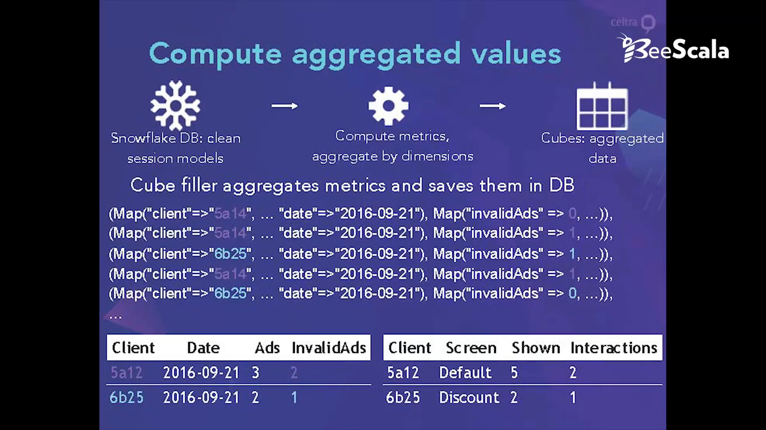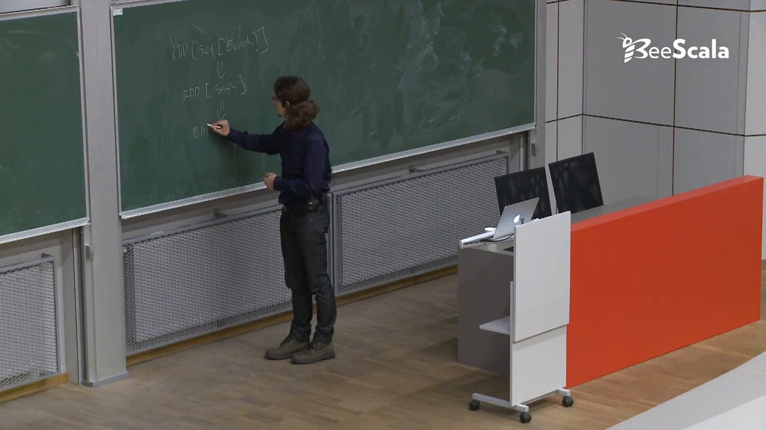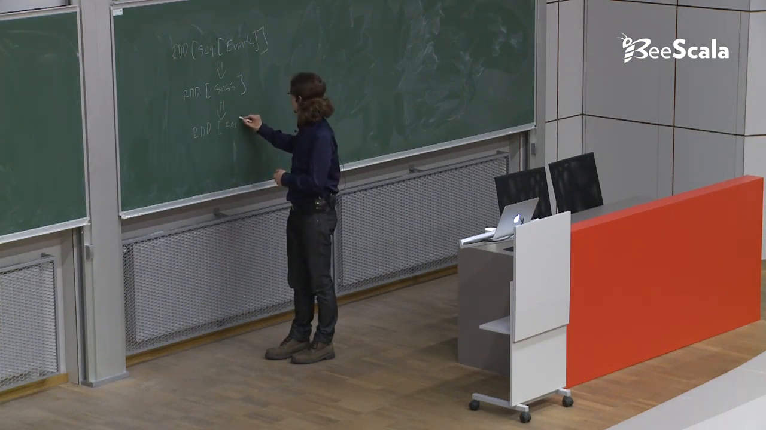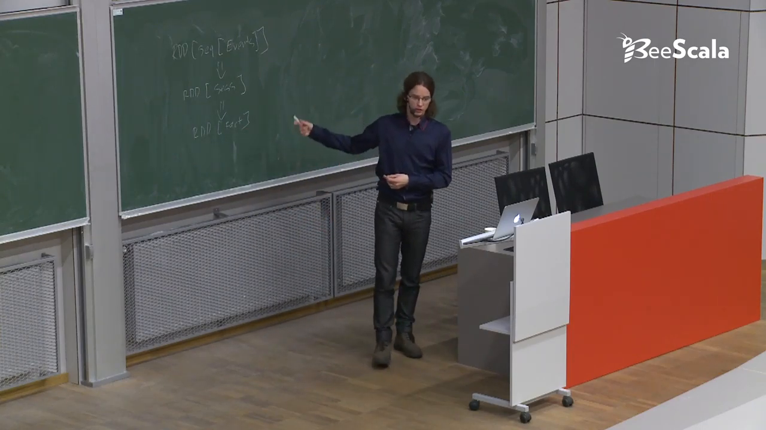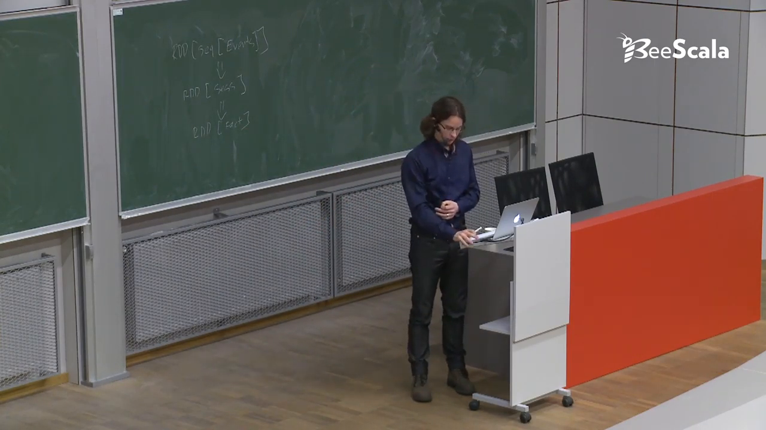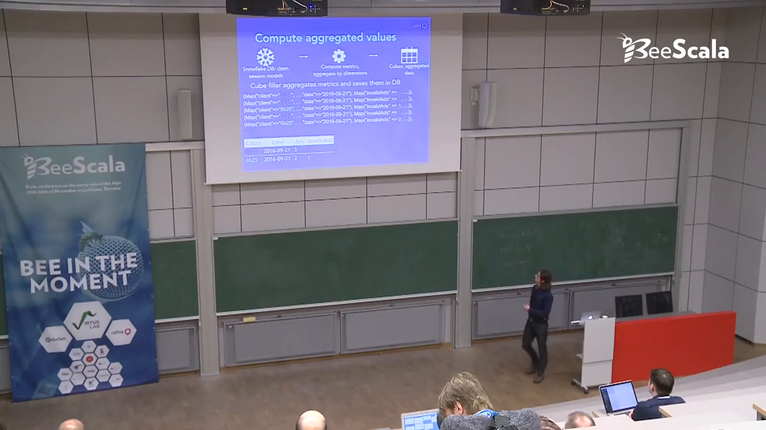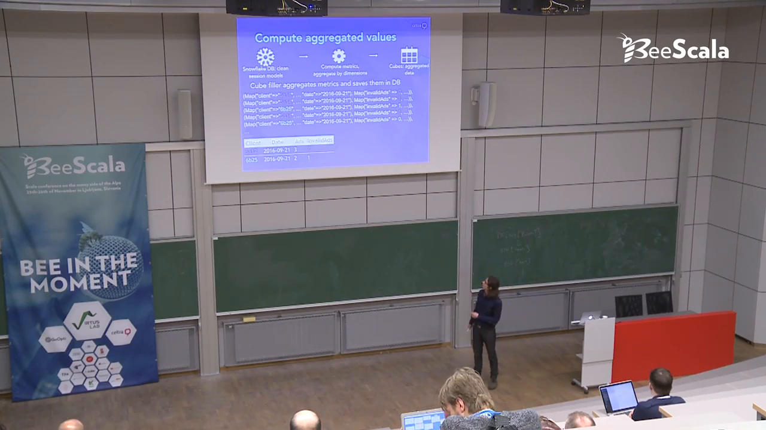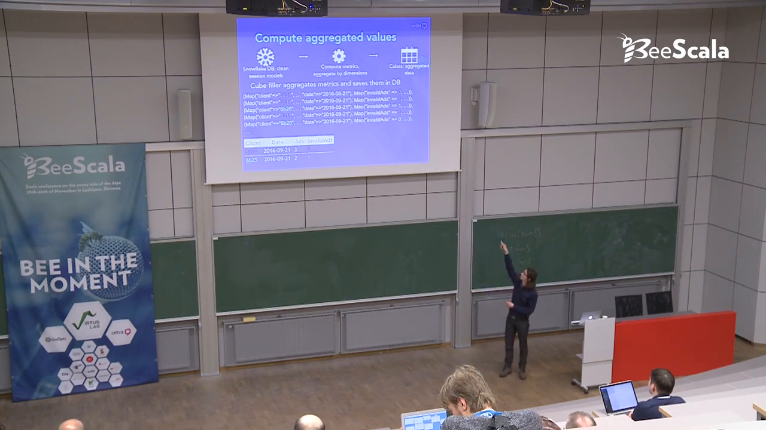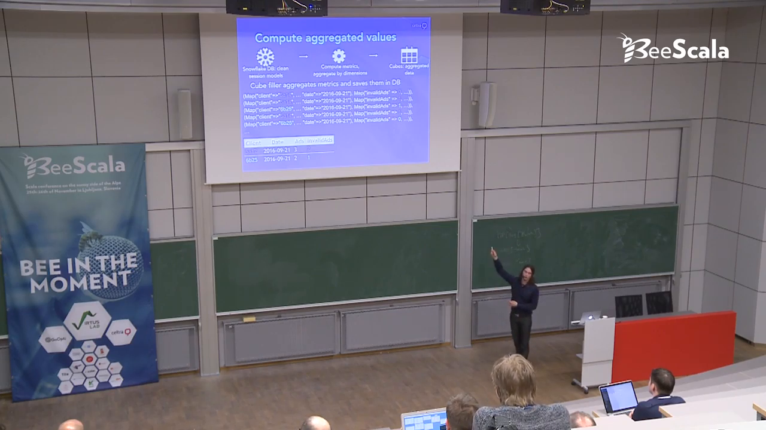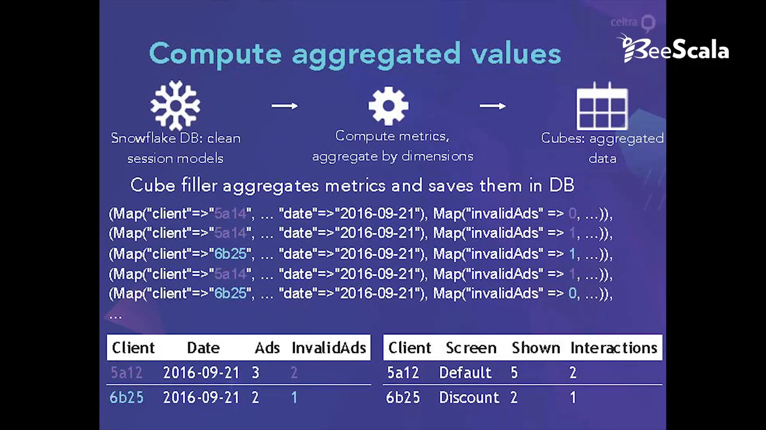So we've mapped this into an RDD of facts. And these facts, as we've seen, are just maps. This is an example, and we summarize all those facts into, for instance, this table. We see here the data is about two clients, so we have two rows, and we sum 0 plus 1 plus 1, the purple ones. This gives us 2 for the number of invalid ads, and 1 plus 0, the blue ones, add up to 1. And we have like 40 such tables in which we have this pre-aggregated data.